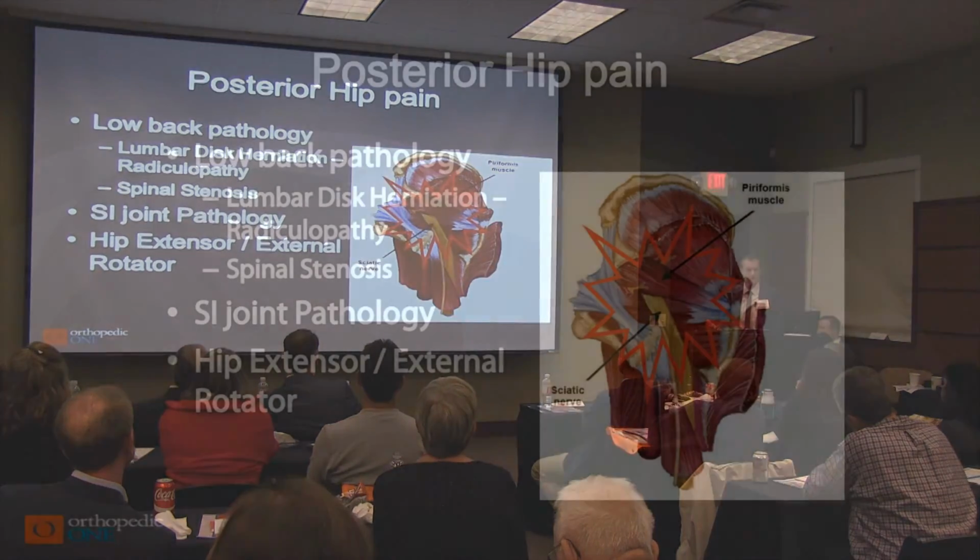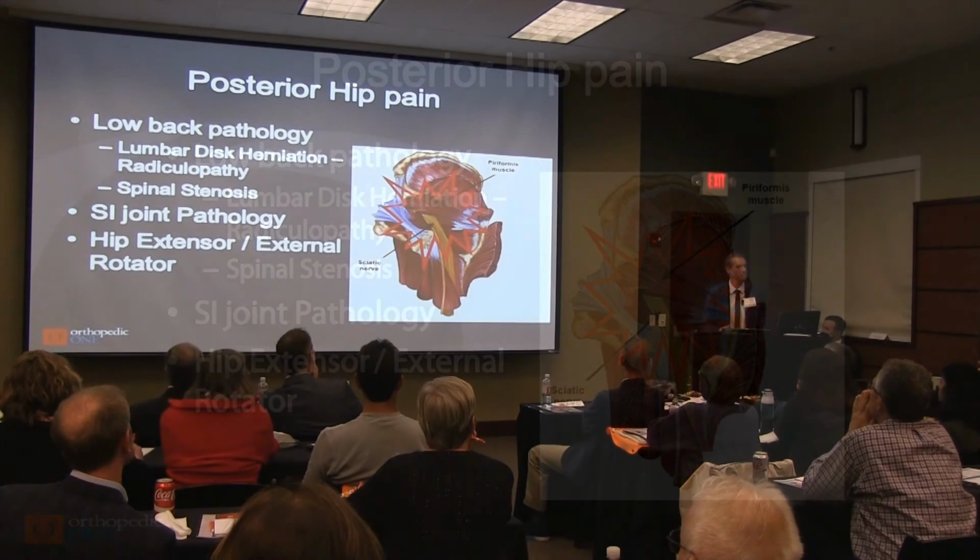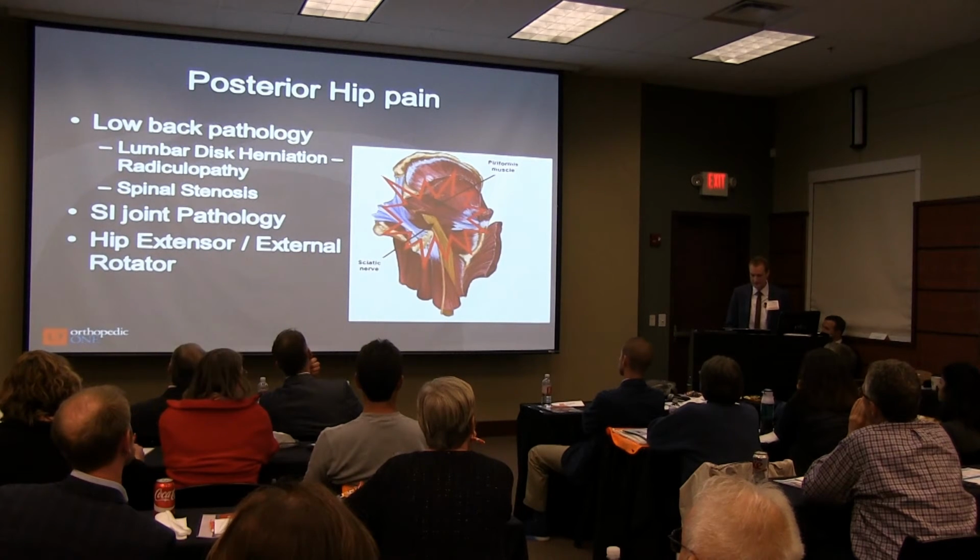And then finally, the external rotators, piriformis syndrome. These patients have trouble sitting. They have pain when they sit. Their pain is really deep. It's near the sciatic notch of the buttock. But they can also show signs of radiating pain that actually goes down the leg. And a lot of that is from tight external rotators that pinch the sciatic nerve and cause similar radicular symptoms like you would in the low back.